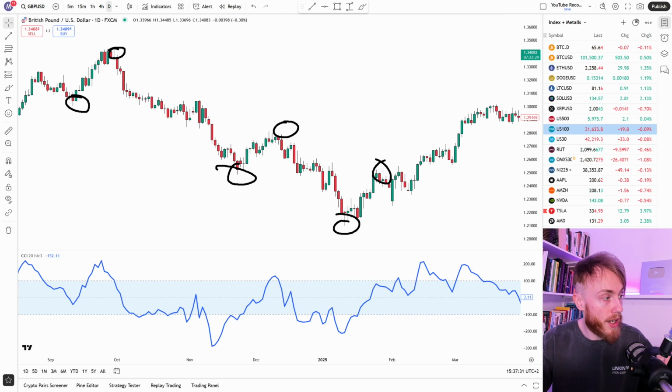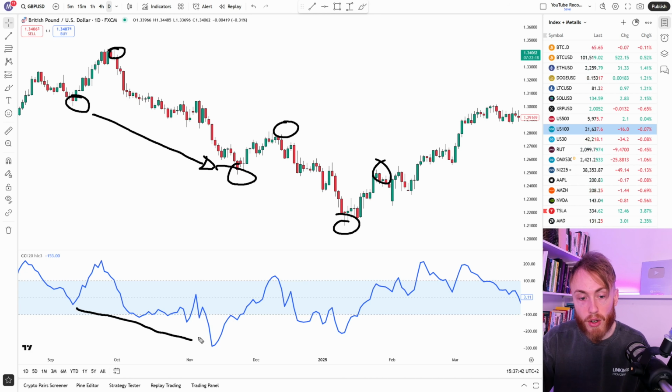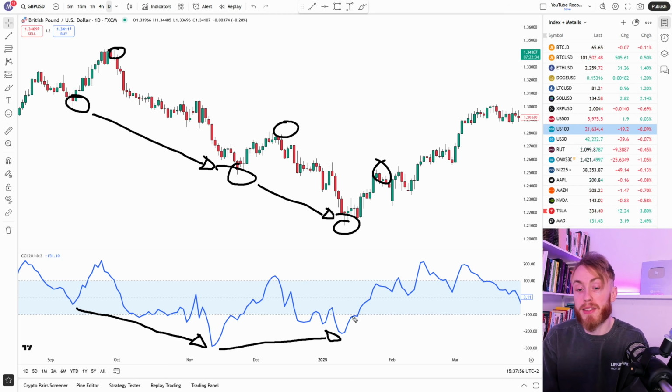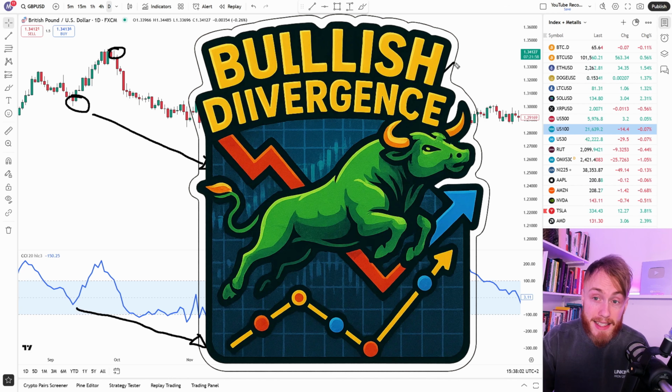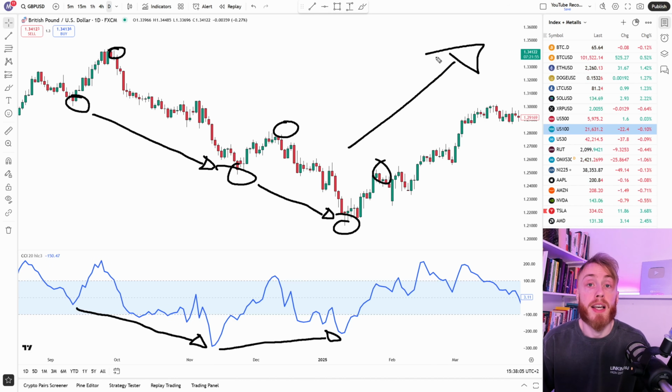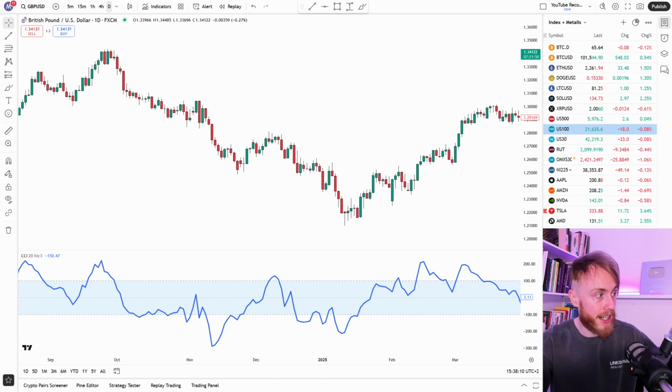But here we actually saw a very interesting signal on the CCI. You can see that from this low to this low, the price prints lower lows, and here the CCI also prints lower lows. So the CCI and the price go in the same direction. But when we look at the next lows, from this low to this low, you can see the price prints lower lows, but now the CCI clearly prints higher lows. This right here is what we call a bullish divergence and indicates a reversal to the upside. So that is great because that is a bullish signal on the CCI.